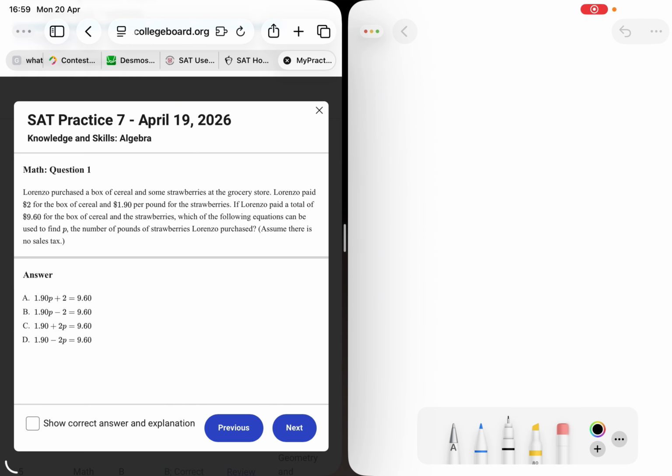The question is: Lorenzo purchased a box of cereal and some strawberries at the grocery store. Lorenzo paid $2 for the box of cereal and $1.90 per pound for the strawberries. If Lorenzo paid a total of $9.60 for the box of cereal and the strawberries, which of the following equations can be used to find P, where P is the number of pounds of strawberries Lorenzo purchased?